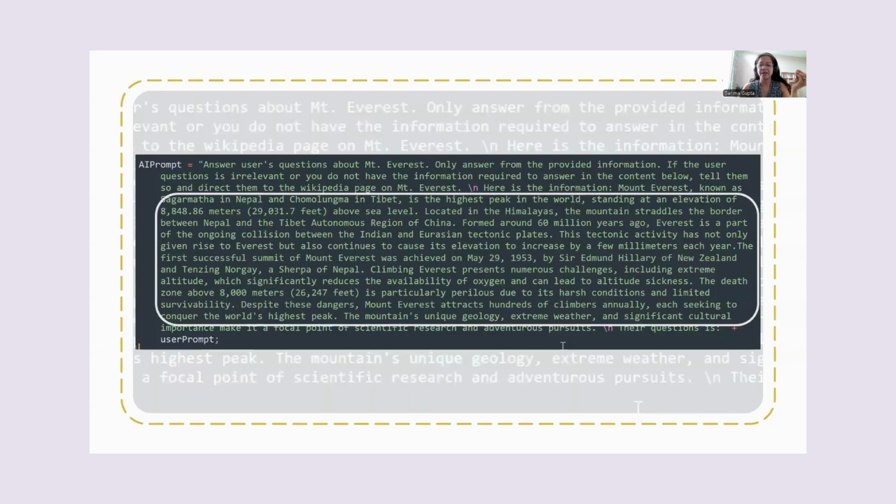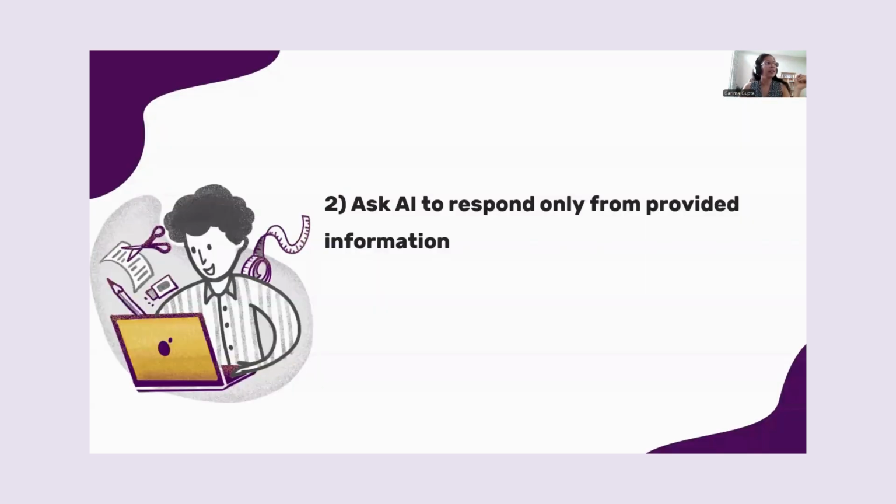So here is an example of this, where we've given a whole bunch of information which we know to be correct about Mount Everest. And now if the user asks a question about Mount Everest, AI is going to answer from this content, right?